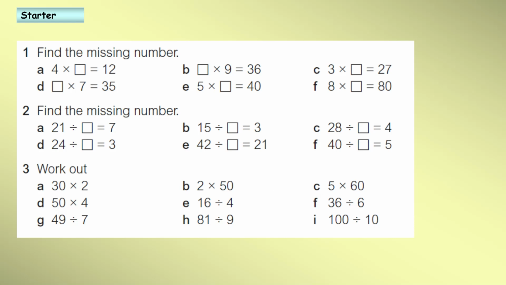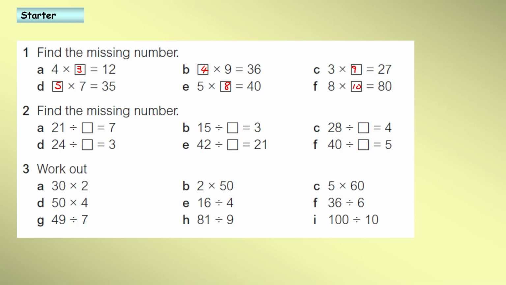Right, let's have a look. Find the missing number first. 4 times something gives me 12. You should have 3. Something times 9 gives me 36. Should have 4 in there. 3 times 9 gives me 27. Something times 7 gives me 35. You should have 5 there. 5 times 8 gives me 40. And 8 times 10 gives me 80.